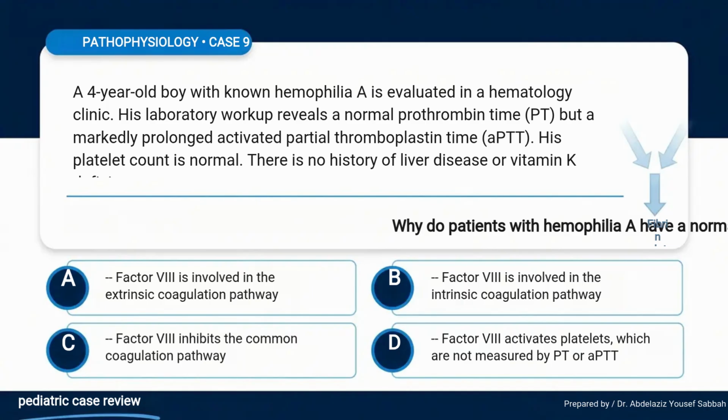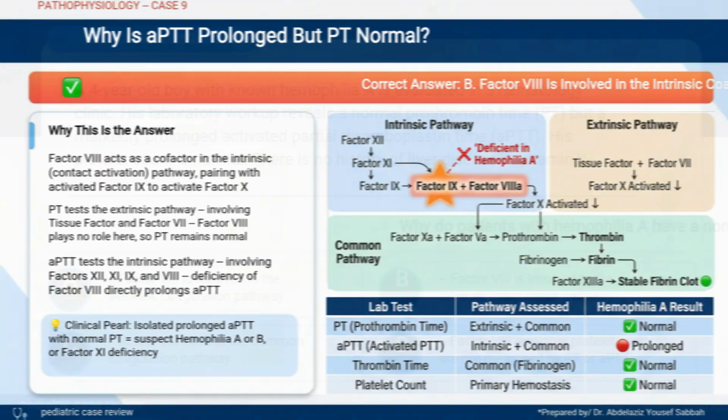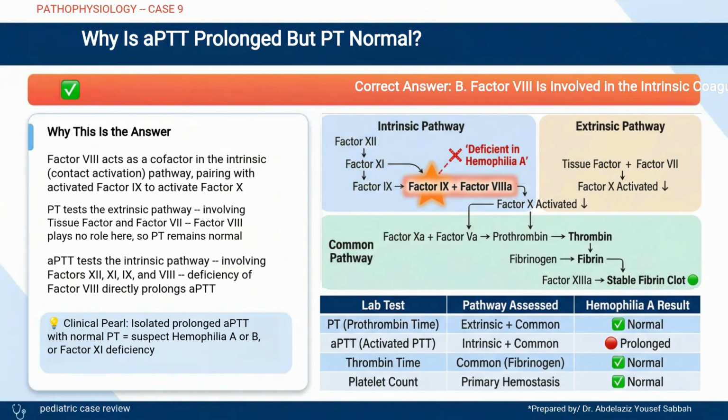Option A, factor VIII is involved in the extrinsic coagulation pathway. Option B, factor VIII is involved in the intrinsic coagulation pathway. Option C, factor VIII inhibits the common coagulation pathway. Option D, factor VIII activates platelets, which are not measured by prothrombin time or activated partial thromboplastin time. The correct answer is option B. Factor VIII is involved in the intrinsic coagulation pathway.